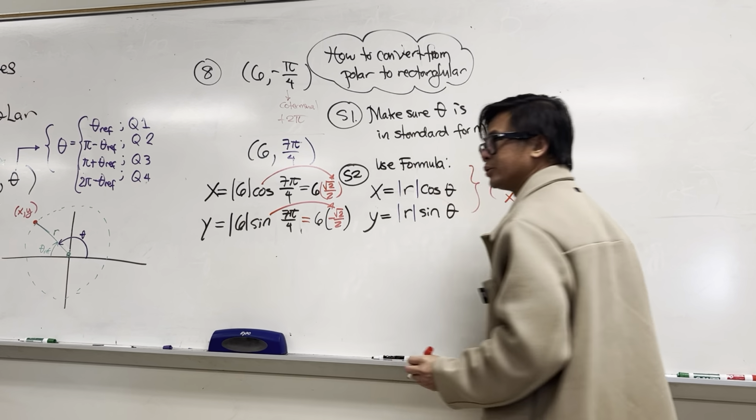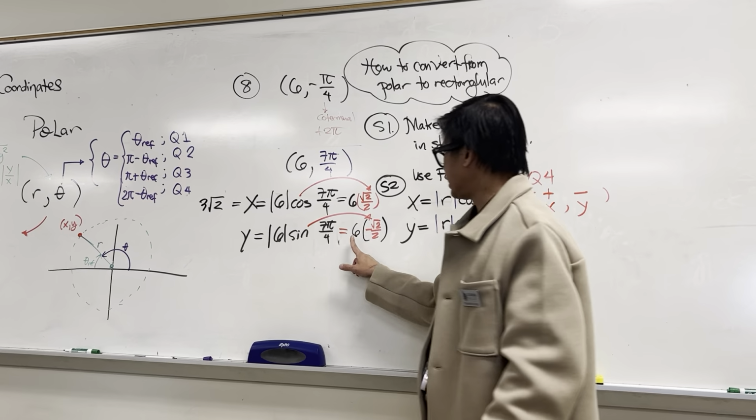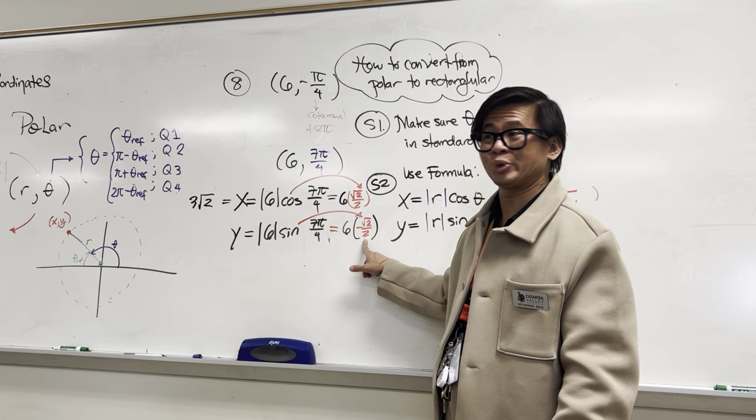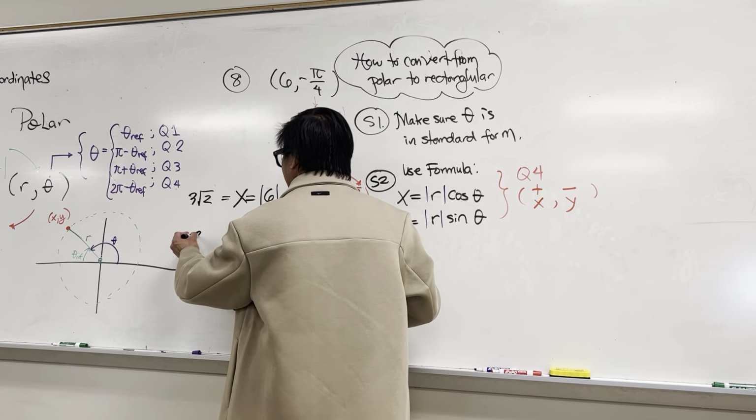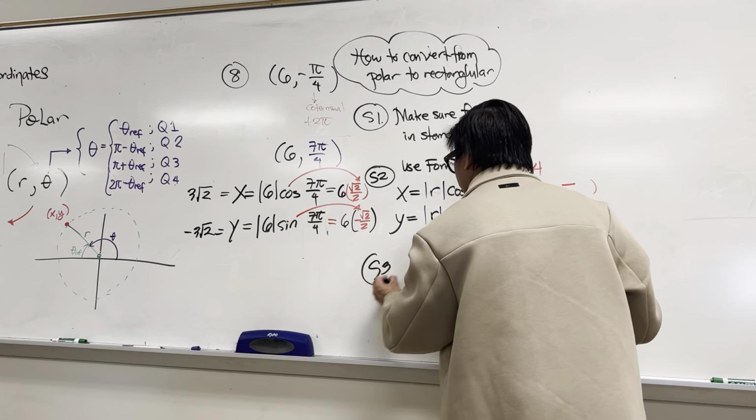What are going to be the values for such? X will be what? What's 6 over 2? 3, right? So that's 3 square root of 2. And what's y? 6 divided by negative 2, right? That will be negative 3 square root of 2. Okay, so that will be it, and that will be our step number 3.